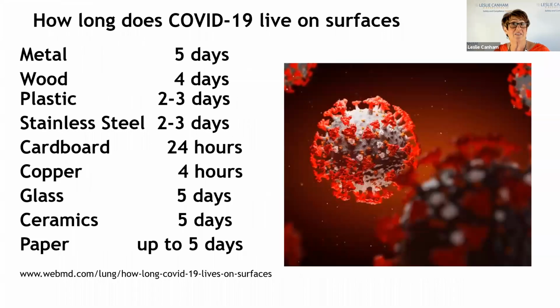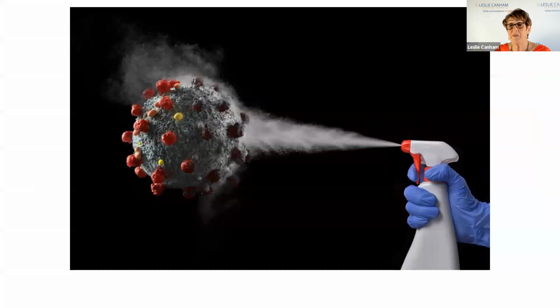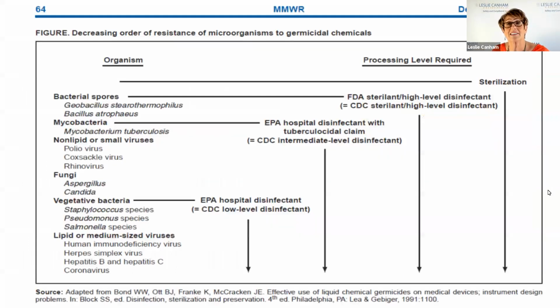Now, COVID-19, or the SARS coronavirus, can live on surfaces: metal for 5 days, wood for 4 days, plastic and stainless steel 2 to 3 days, cardboard 24 hours, copper 4 hours, glass 5 days, ceramic 5 days, and paper up to 5 days. Now, what we can do is be very careful that we're using our disinfectants the right way. And I want to make sure that I review the decreasing resistance of organisms to germicidal agents with you, just to give you a good idea of what CDC's guidance are.